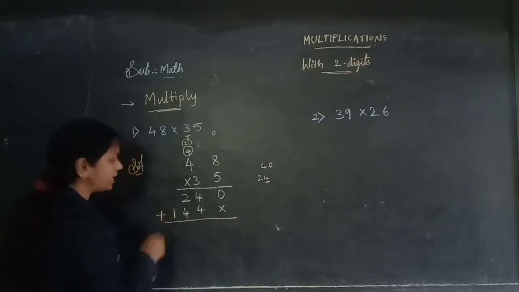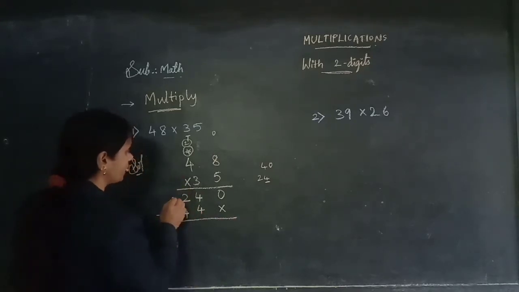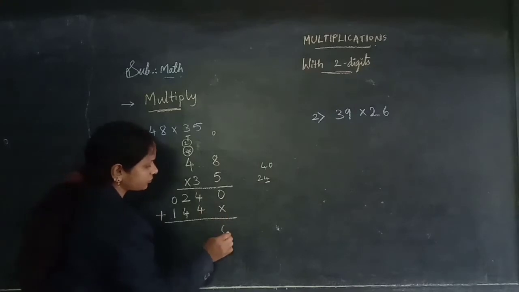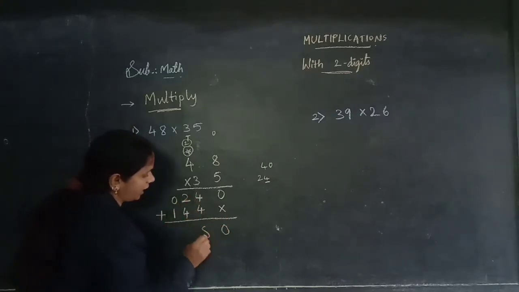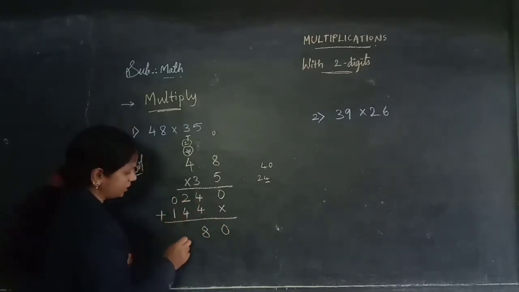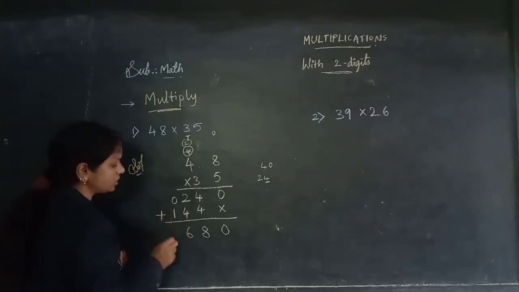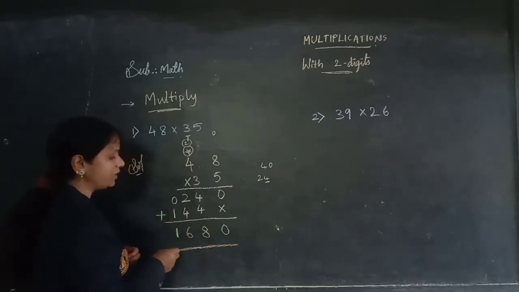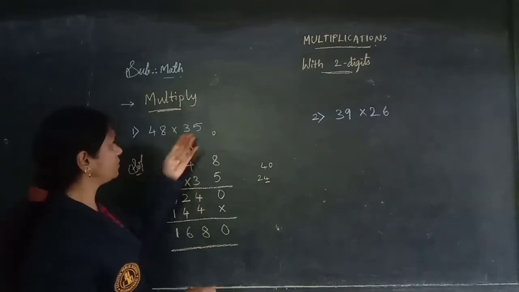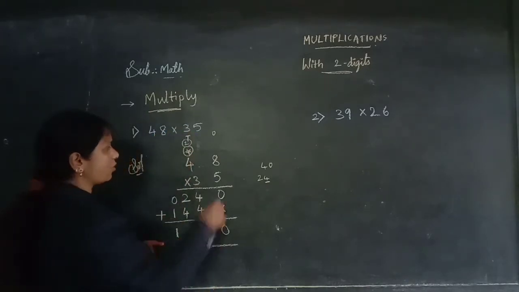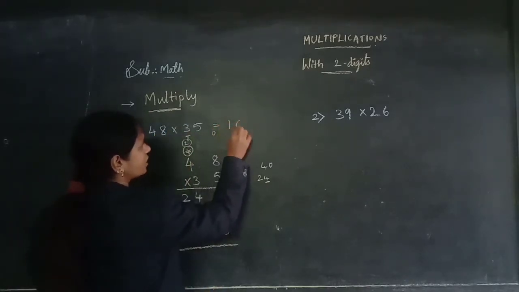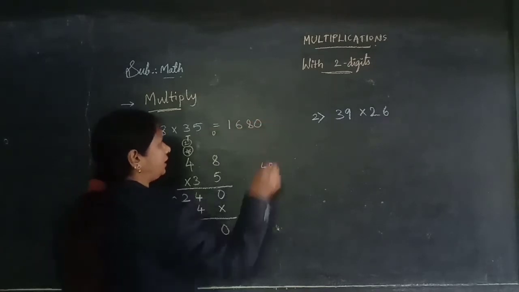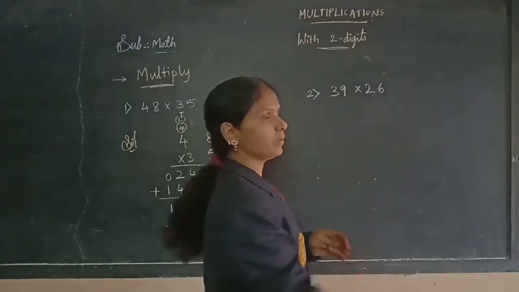Now let's add these products here. Okay. Now here 0, 4 plus 4 is 8, 2 plus 4 is 6, and here 0, 1. So what will be the final product of these two numbers? 48 into 35 means the product of the two numbers is 1680.